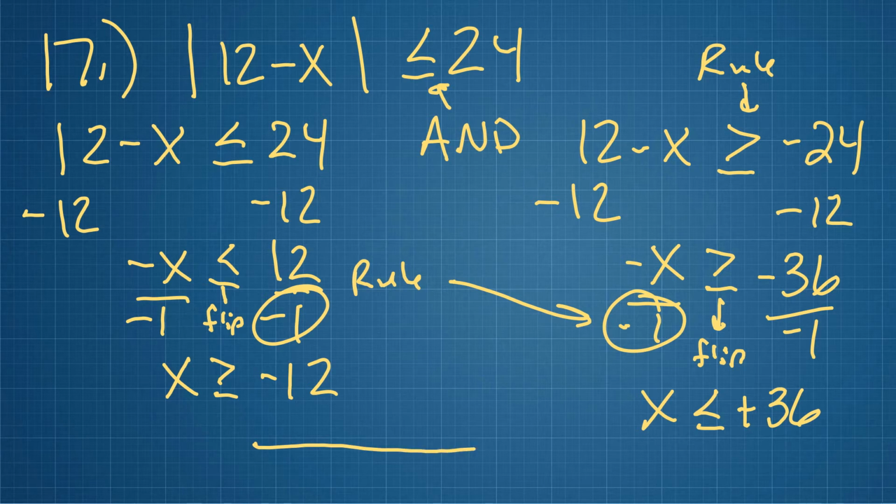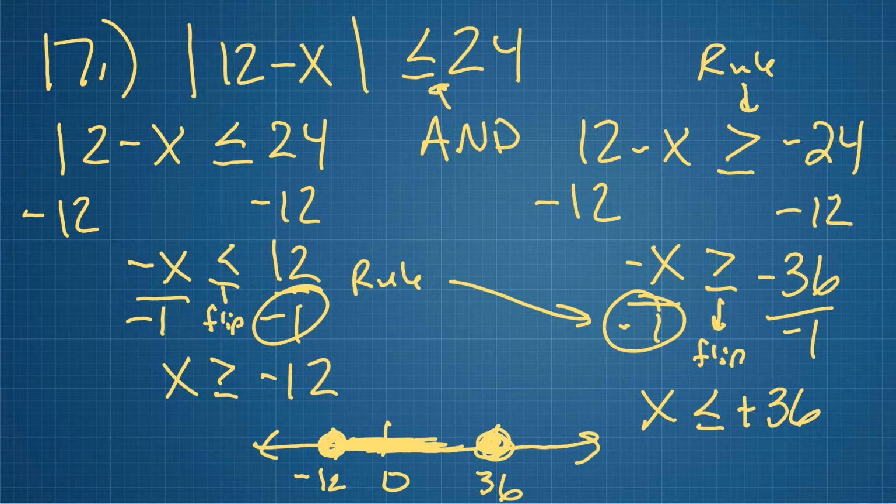Make my number line. We'll put 36 right here. We'll put negative 12 right there. We'll say 0 is about right there. They are both closed circles because they have a bar. It's bigger than negative 12. That's why I like the variable on the left. It tells me which way to shade. It's less than 36, so I shade to the left. And there's our and graph, just like we thought. Okay? That's it for 17.